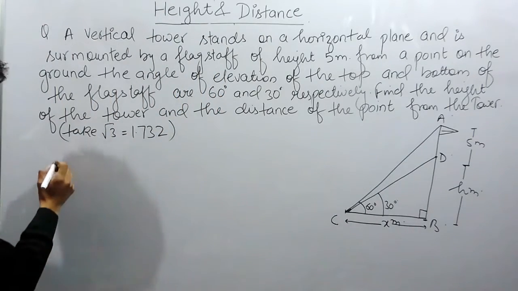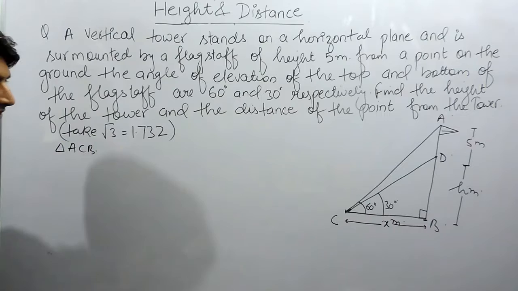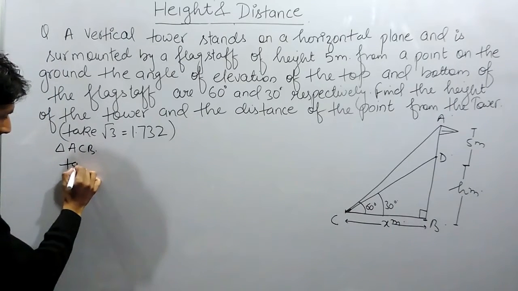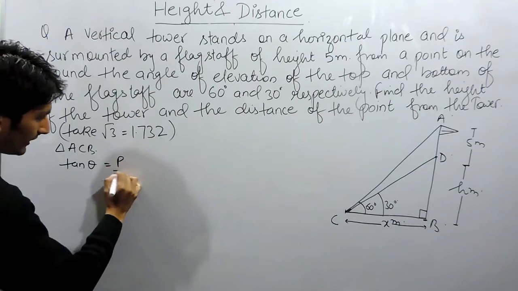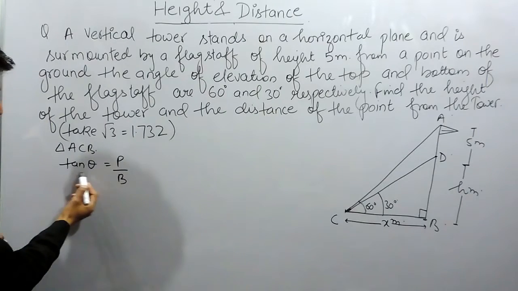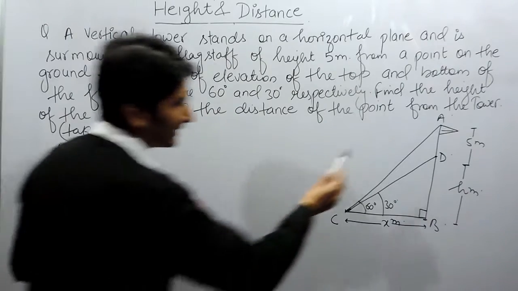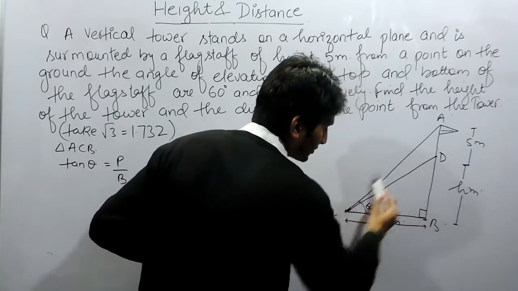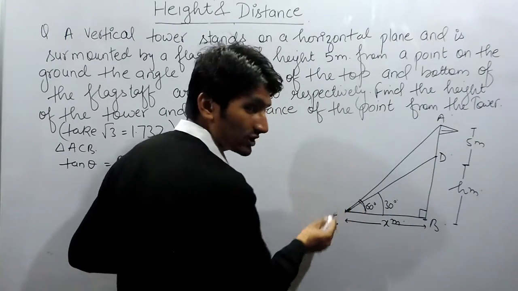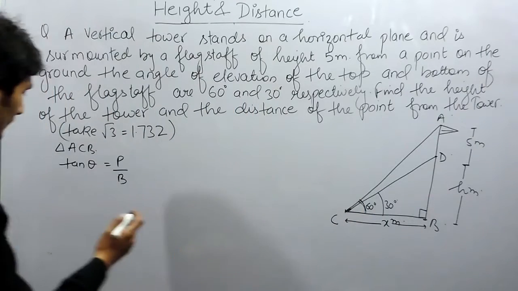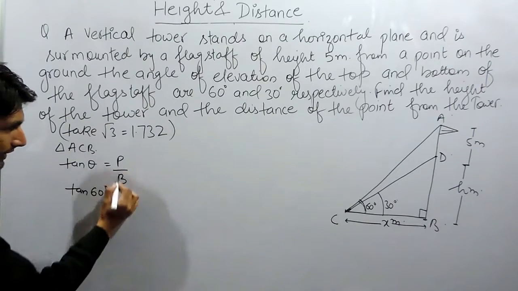So let's solve for the first triangle, which is triangle ACB. In triangle ACB, the ratio for tan theta is perpendicular upon base. The value of tan theta will be equal to perpendicular upon base, and for triangle ACB the theta will be equal to 60 degrees. So here the value of tan 60 degrees will be equal to perpendicular upon base.